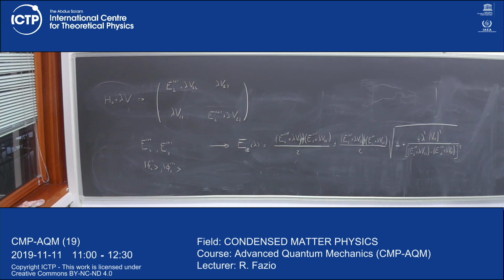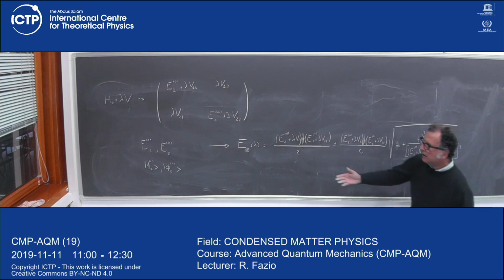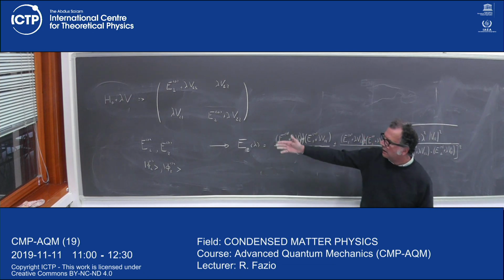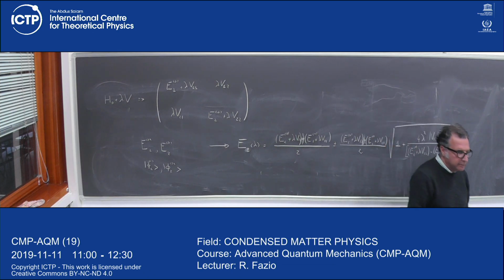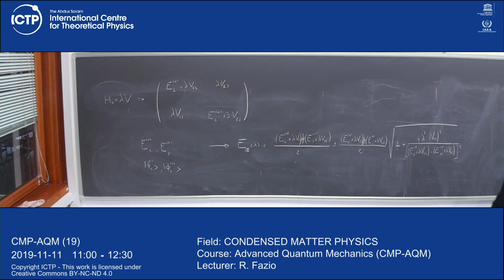When lambda is small? So when lambda is 0, E plus minus, it's either E1 or E2. Okay? Now I would like to know what should I do when lambda is small? What does it mean small? We'll discuss in a second.